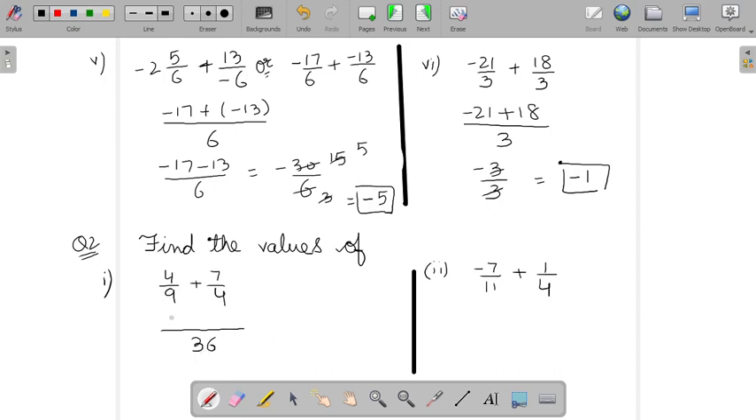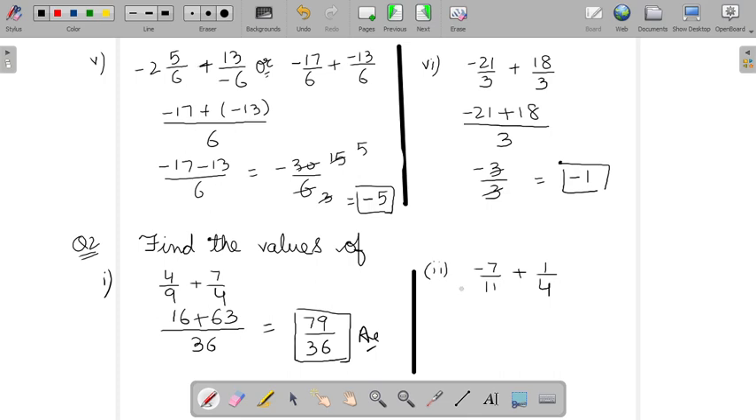4 multiply 4, that would be 16, plus 36 divided by 4, 9. 9 multiply 7, that would be 63. Now next step, you have to add them together to get the answer. If you can cancel this term, then cancel it, otherwise this would be the final answer.